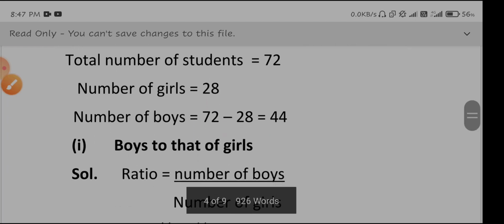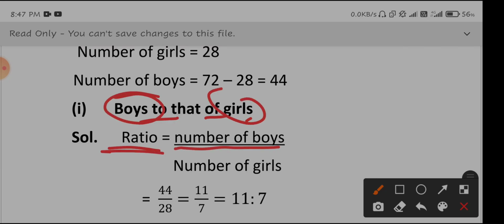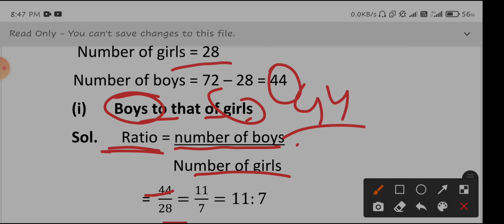So the first question is you have to find the ratio of boys to that of girls. हमें किसके बीच में रेशियो निकालना है? बॉयज़ का गर्ल्स के साथ. सो रेशियो राइट नंबर ऑफ बॉयज़ अपॉन नंबर ऑफ गर्ल्स. How many boys are there? 44. So write here 44. Girls are 28. So write here 28. 44 by 28. Now you can see both are divisible by 4.